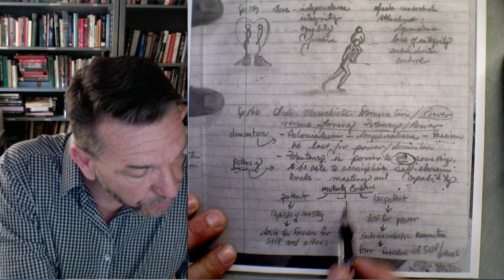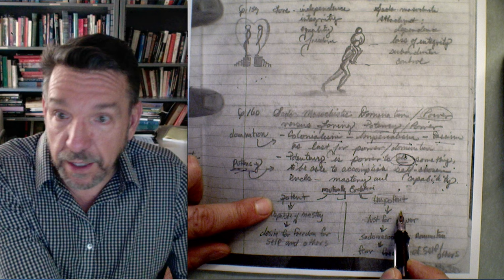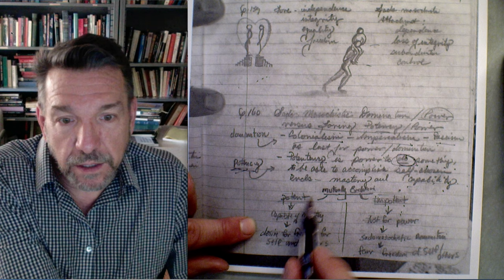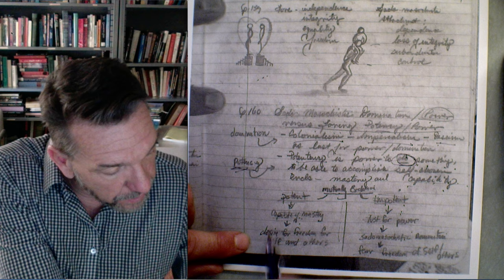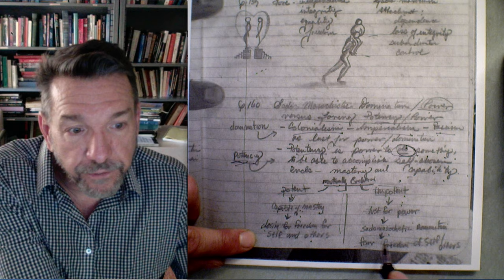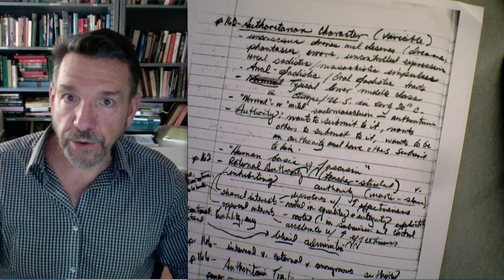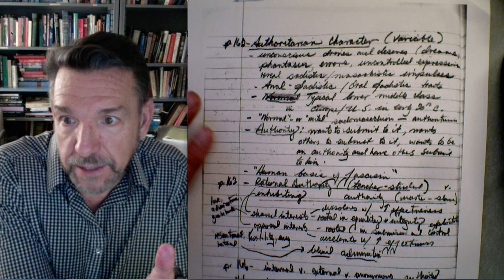It's on page 160. Being potent, versus in sadomasochism or authoritarianism, the primary stance is impotence. In the healthy relationship, the capability of mastery versus the lust for power. Healthy relationship, the desire for freedom for self and others, versus sadomasochistic submission, fear of freedom for self and others. So again, positive freedom precludes authoritarianism. Authoritarianism precludes positive freedom. These two things are really antagonists of each other.